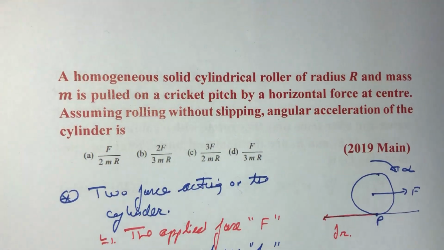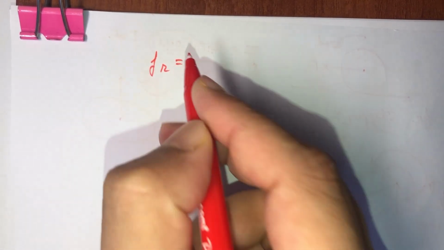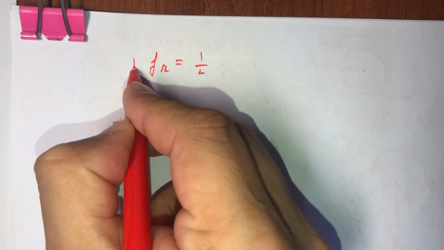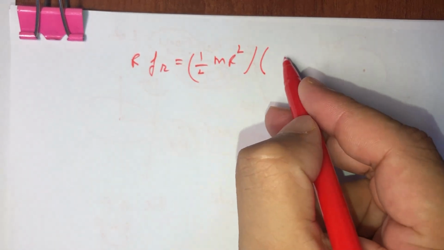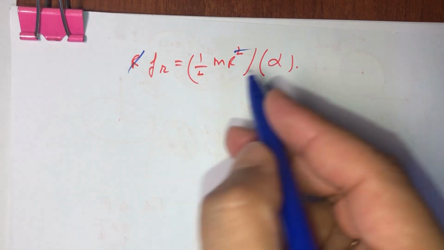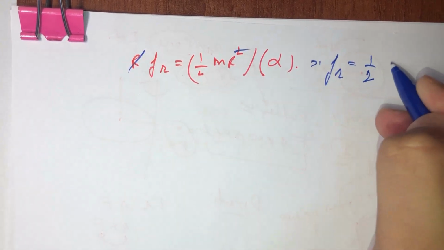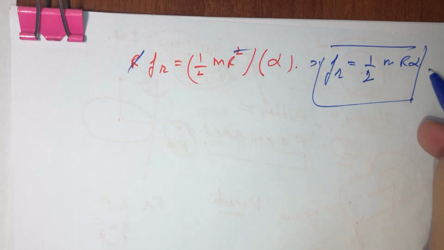So substituting this value, we get Fr multiplied by radius is equal to half m r square multiplied by angular acceleration alpha. R goes away, so from here we get frictional force is equal to half m r alpha. Let us call this equation number 4.